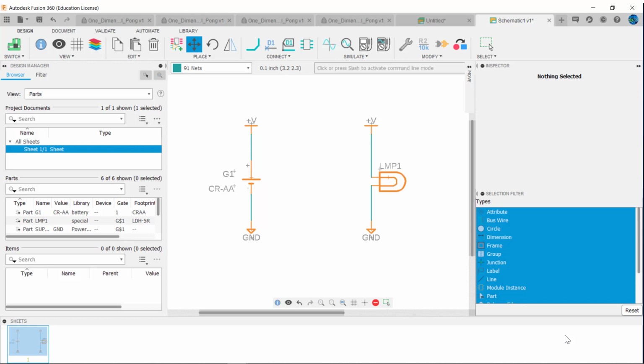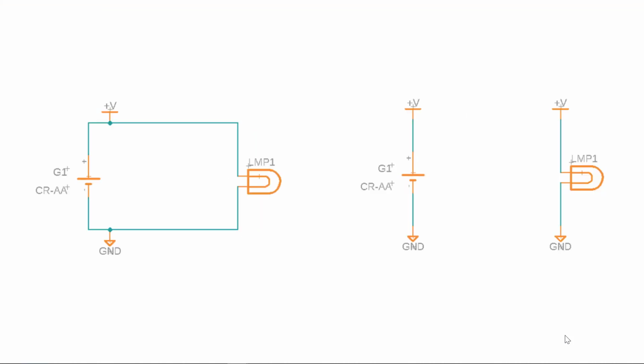In the early days of electricity, it also saved a lot of drawing time as lines between supply connections could be omitted. These circuits are identical. The connection to the plus V symbol means that these two points are connected together. And the connection to ground means that these two points are connected together.